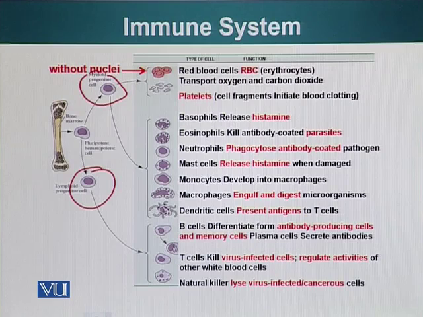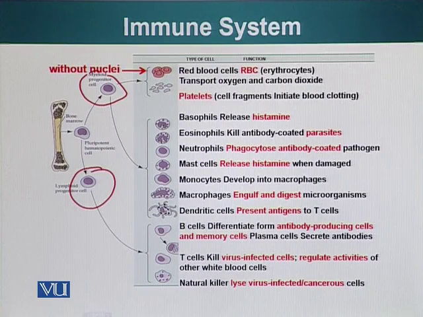The lymphoid progenitor cells give rise to lymphocytes. There are three different types of lymphocytes: B cells, which make antibodies; T cells, which kill virus-infected cells and, most importantly, regulate the activities of other immune cells. The third category is natural killer cells. These cells lyse virus-infected cells or cancerous cells. These cells come from the lymphoid progenitor cell.